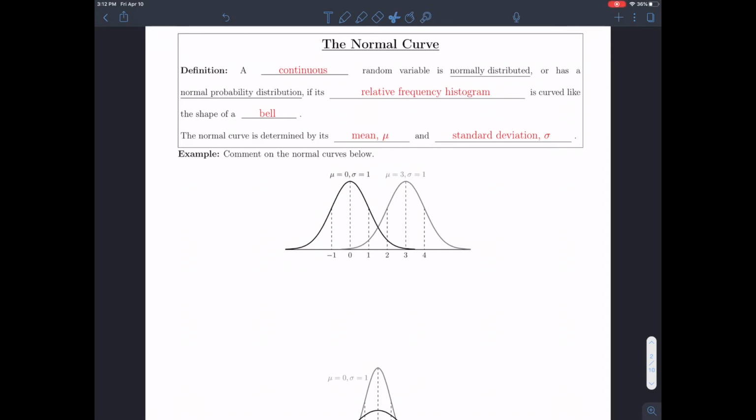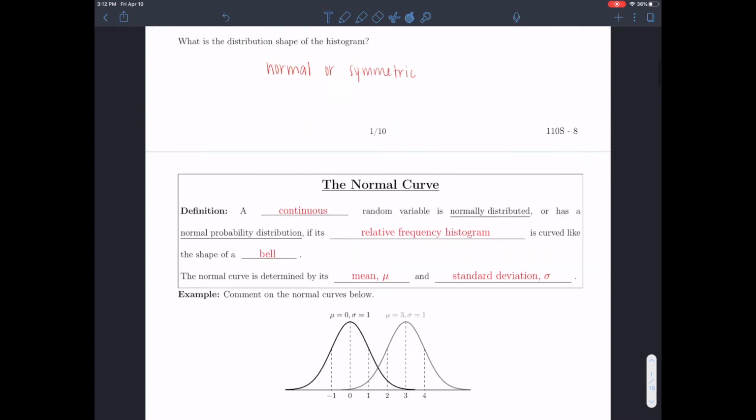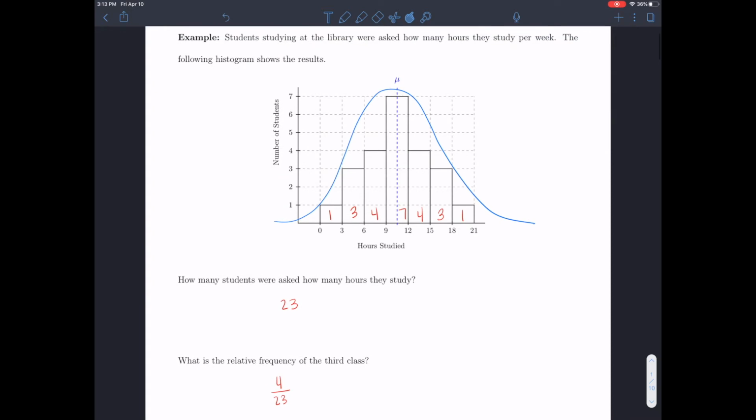In this video, I'm going to introduce the normal curve, and the normal curve is basically just the curve that you would draw on top of a histogram that is either symmetric or normally distributed. So if I scroll back up to the first example on these notes, then I can see that when I draw a curve on top of this histogram, which has a normal distribution, the curve looks like a bell, right? So that's your standard normal curve, a bell-shaped curve.